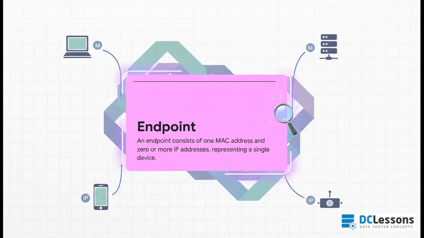And that's the key takeaway here, this endpoint. It's the fundamental building block of identity in ACI. It's not just a MAC address or just an IP address. It's the whole shebang rolled into one. It's a complete identity for a device, which gives the fabric a way richer picture of who's talking to who.